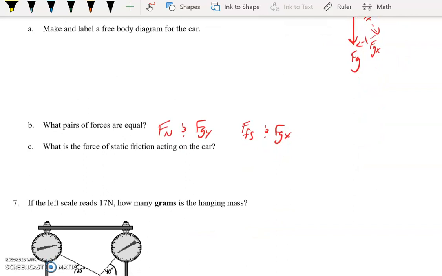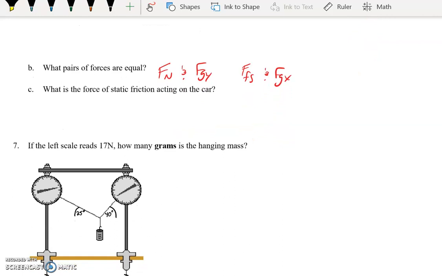Part C wants to know the force of static friction on the car. So I'm just going to kind of blow up the force of gravity on the car. We know the force of gravity on the car because we can multiply the 1,200 kilograms by 9.8. Fg equals 1,200 times 9.8. So that's 11760 newtons.